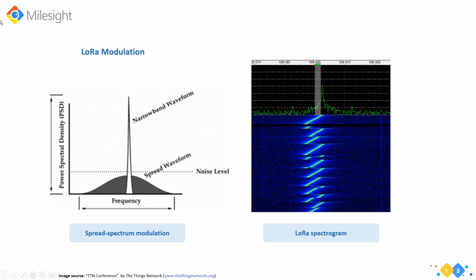So here you can find the noise level. Noise level means the place that is full of unwanted interference signals, which can corrupt or destroy your symbols. But here you can find LoRa can still work normally below this noise level. So that's one very unique characteristic of LoRa modulation.